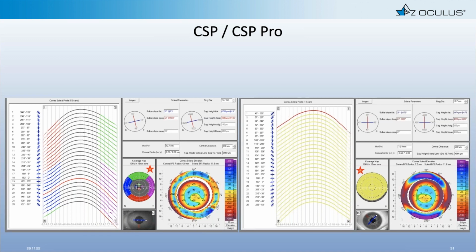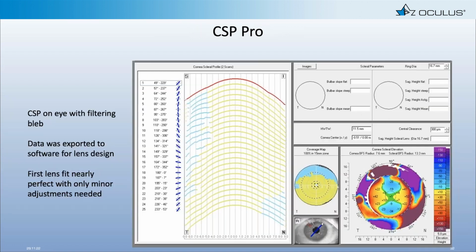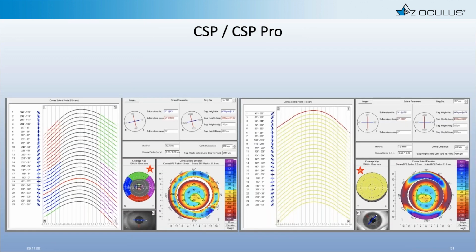The difference with the CSP Pro is that you have an extended range that the instrument itself can measure out to 16 plus millimeters, probably even out to 18 millimeters if you get the lids out of the way well enough with just a single scan. And so the picture on the right shows another scleral topography, but this was done with just a single scan of the eye. And if you look at the little picture in the middle, you can see the area in yellow. That's the actual data that we captured.